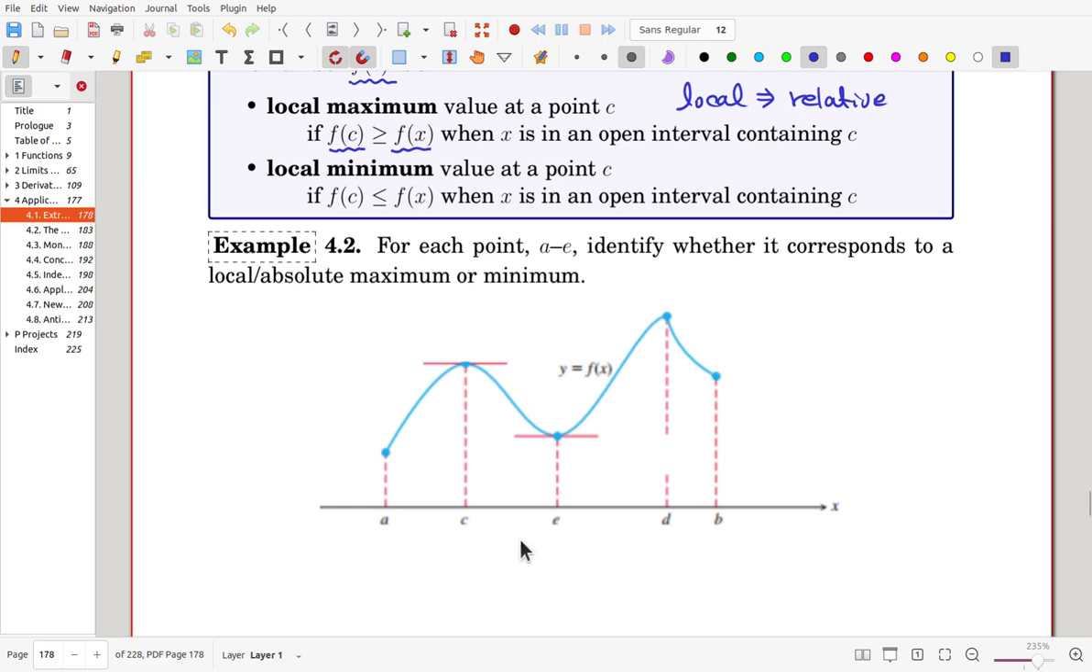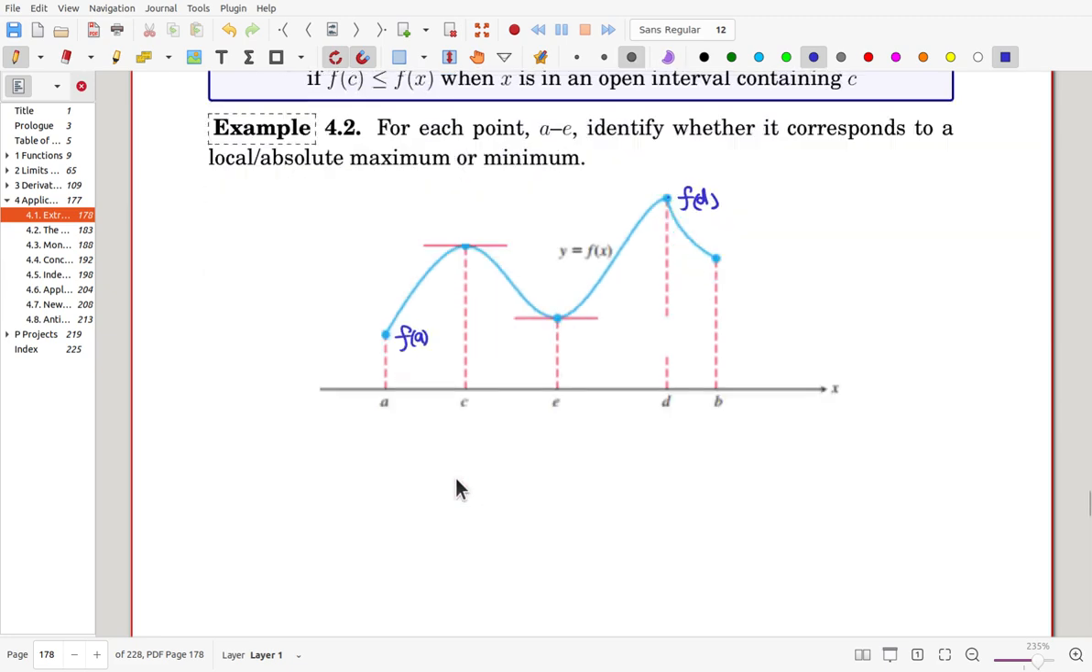Now, if we consider absolute maximum and minimum, then the value f of d, the height in the y direction, is apparently the largest, so that value is the absolute maximum. Here, f of a seems the smallest value over the whole domain, so f of a is the absolute minimum.